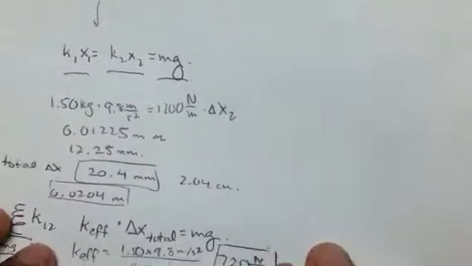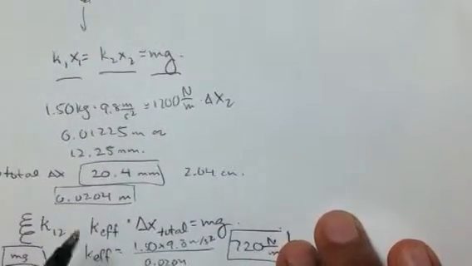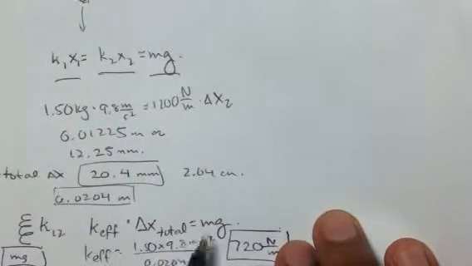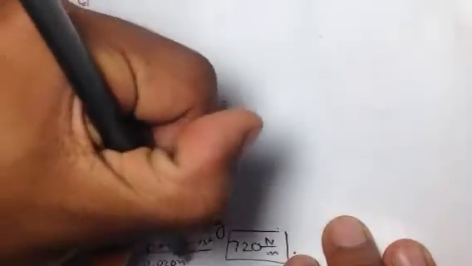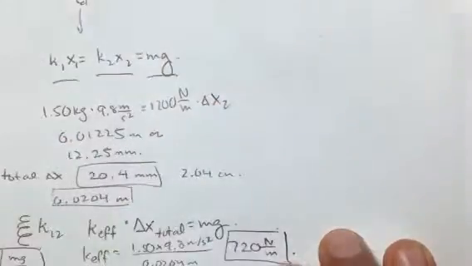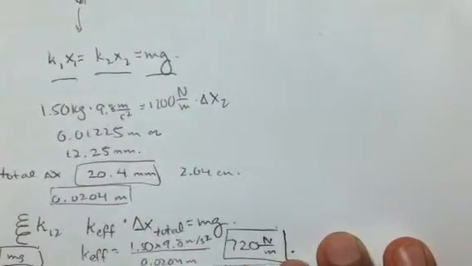So let me just recap. You get K effective times delta x total equals mg. M is 1.50 kilograms, this is 9.8 meters per second squared, this is 0.0204 meters. We get 720 newtons per meter.